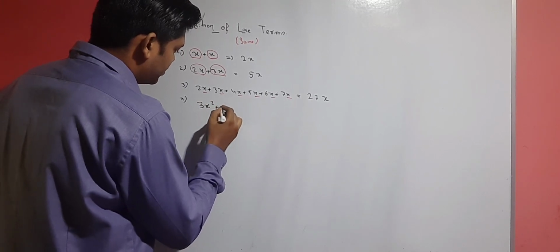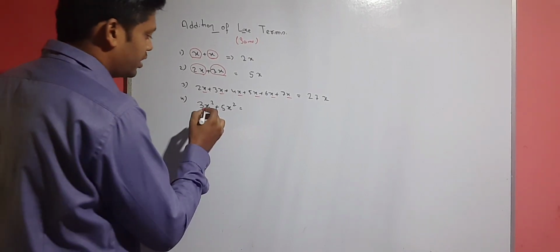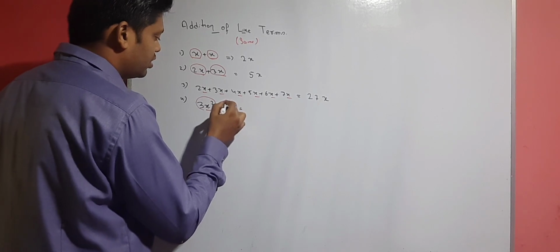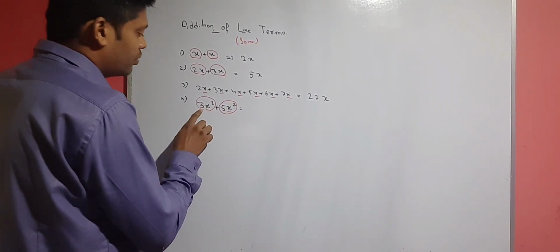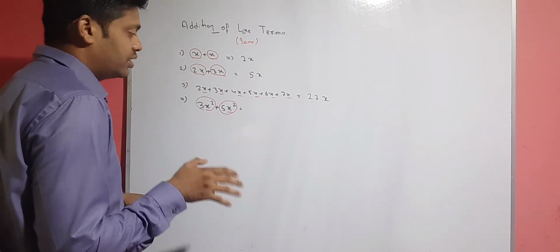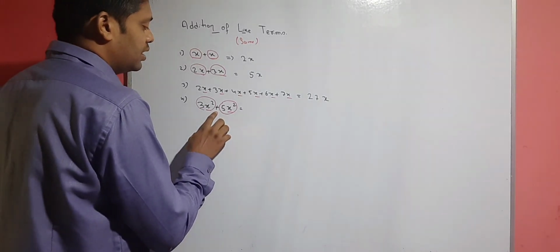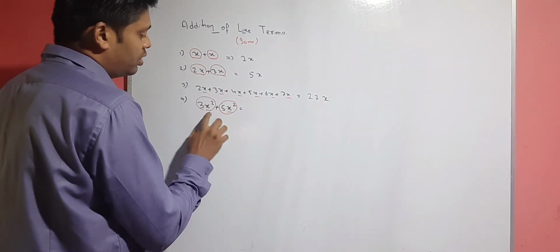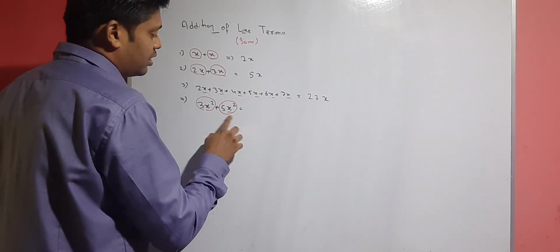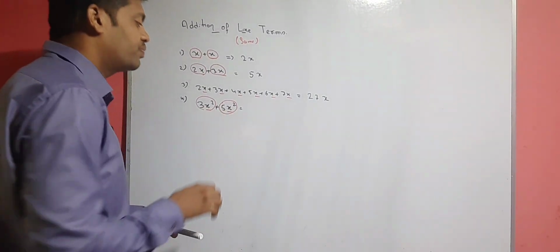Okay, next, the fourth one, 3x square plus 5x square. Now again, are they like terms or not? Yes sir, x square is there, x square is the like term. This is one term because between these two, multiply is there. Multiply always says that we are together, but a plus sign says we are different. So plus means separate, and multiply means one term, so in total two terms having the same variables.